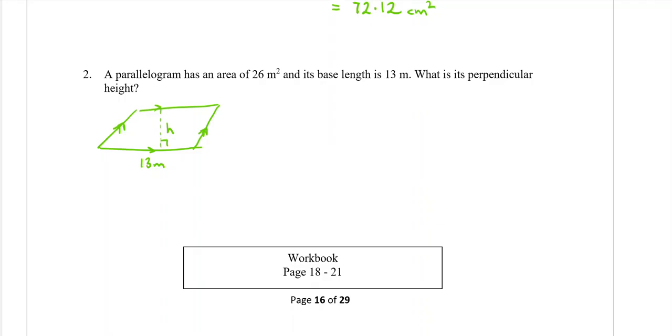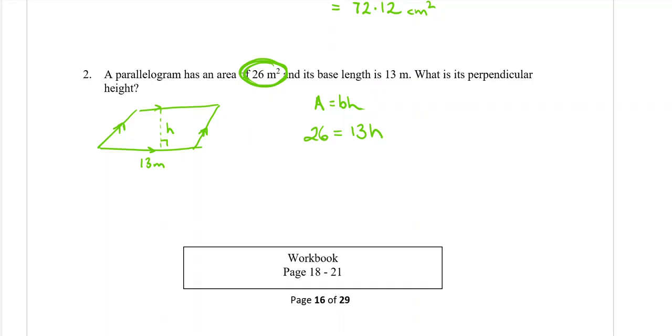The formula for the area of a parallelogram is A equals BH. But we're told that the area is 26. So we go 26 for the area equals, base is 13, and the height, which is H, I'm trying to find. What I've done is I've made an equation.